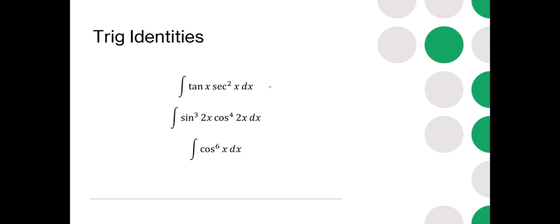With trig identities, I'm looking for powers of tangent and secant multiplying by each other, or powers of sine and cosine multiplying by each other. A third option is even powers of these trig functions.